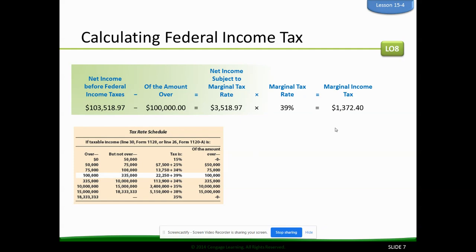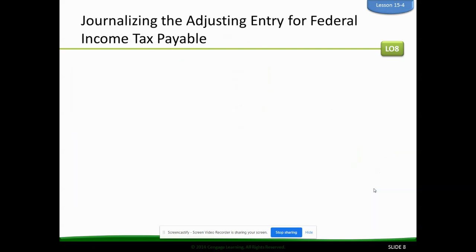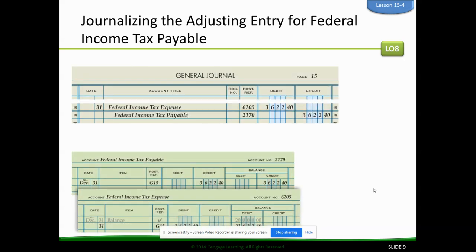$1,372.40. But we're not done yet because we have to add the minimum amounts from the brackets below us. So we have to add that to 22,250. So we add those two together, and that is our federal income tax amount. And then we're going to debit federal income tax expense, and we will credit federal income tax payable. And then you can see the journal entry and then see that get posted.